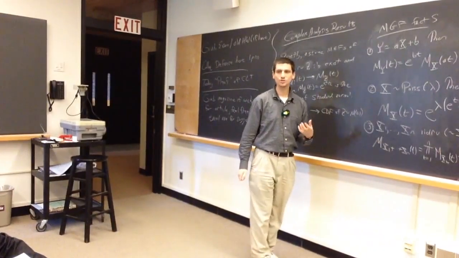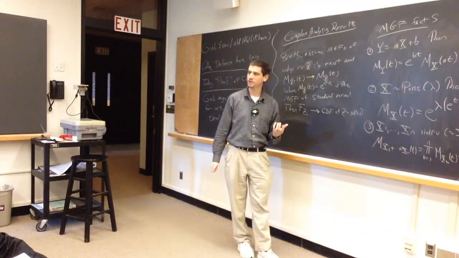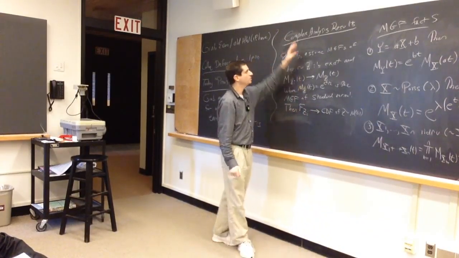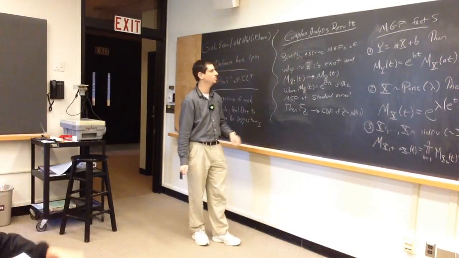All right, so what we're going to do today is prove the central limit theorem. We're first going to do a special case for Poisson random variables, then we'll do it in general. I'm going to start off by reviewing a summary of what we essentially are assuming from complex analysis.